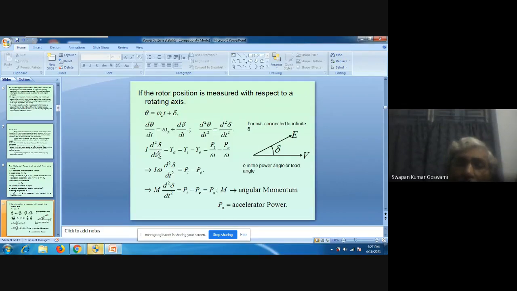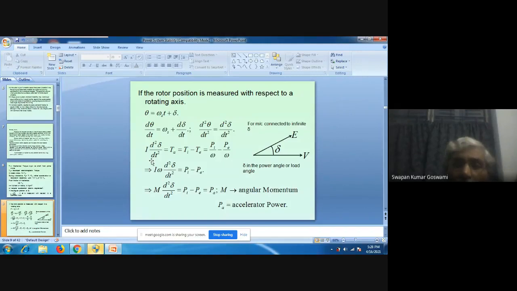So we can write I alpha equal to Ta, means input torque minus output torque. Input power is say Pi, so input power by omega is the input torque. Te is the electromagnetic torque output, so electrical power output Pe by omega. So you can write that Ta equal to Pi by omega minus Pe by omega.